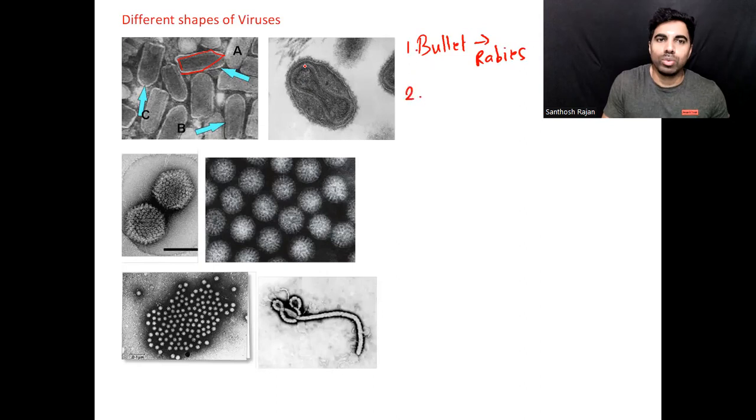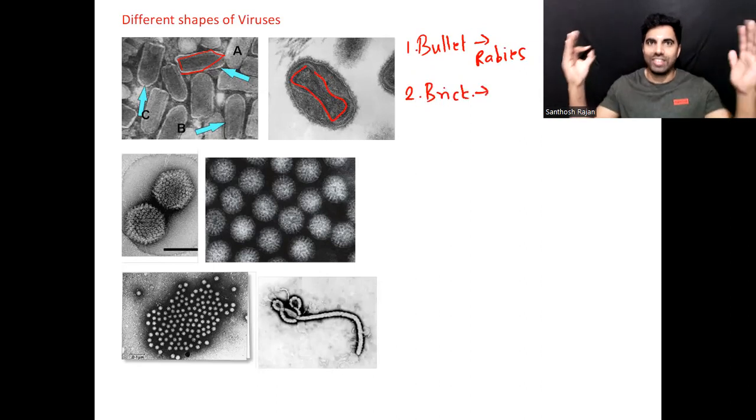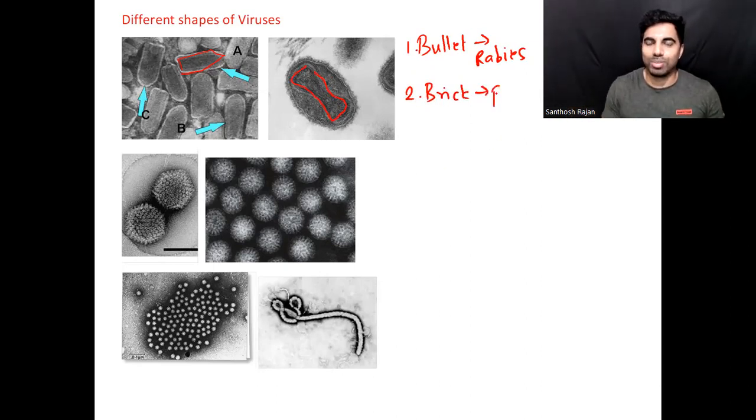Number two, this one, how does it look? It looks like a brick, no? It looks like a brick. So brick means a big brick, a big virus. It's a pox virus, okay? Pox virus will be brick-shaped. This image can come.